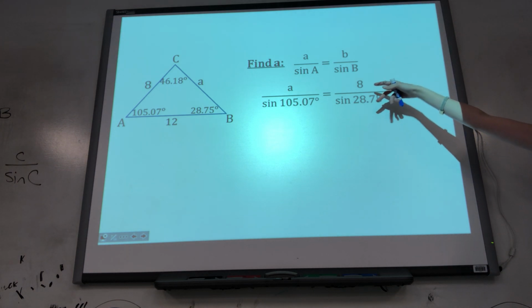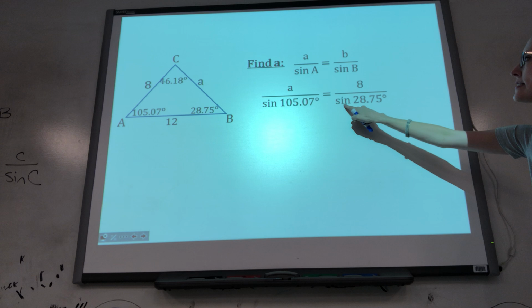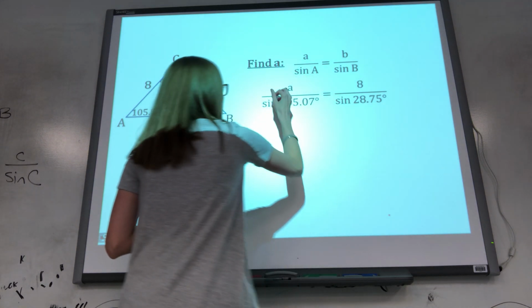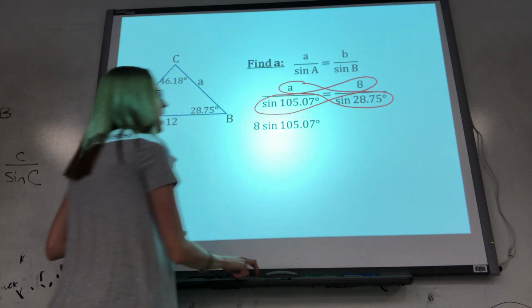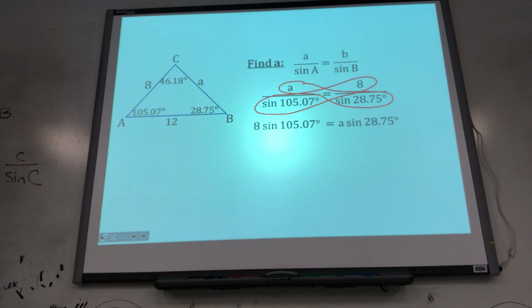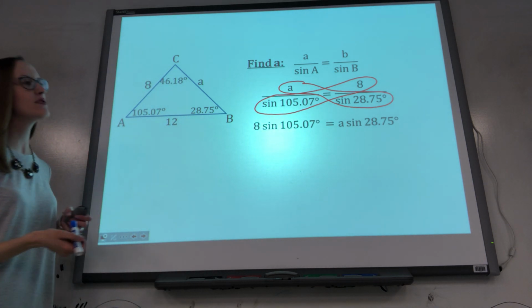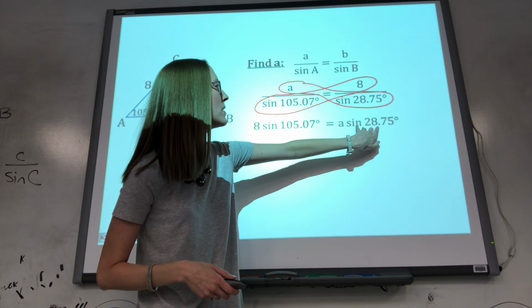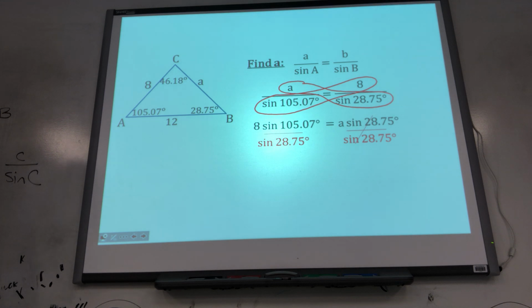If you're going the C route, this part would look like 12 over sine of 46.18 degrees. You'll get the same answer. Here we go, cross multiply, and I'll have 8 sine of 105.07 degrees equals a sine of 28.75 degrees. So again, I don't know what that is, but it's some kind of number multiplied by my variable. So I just need to divide by that to get rid of it.